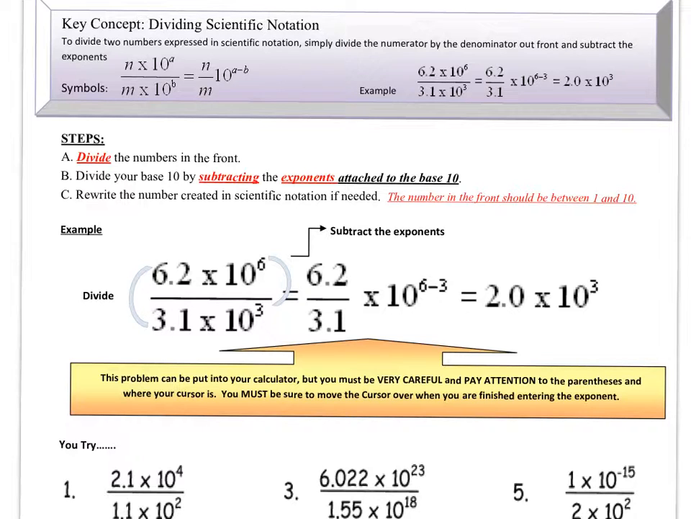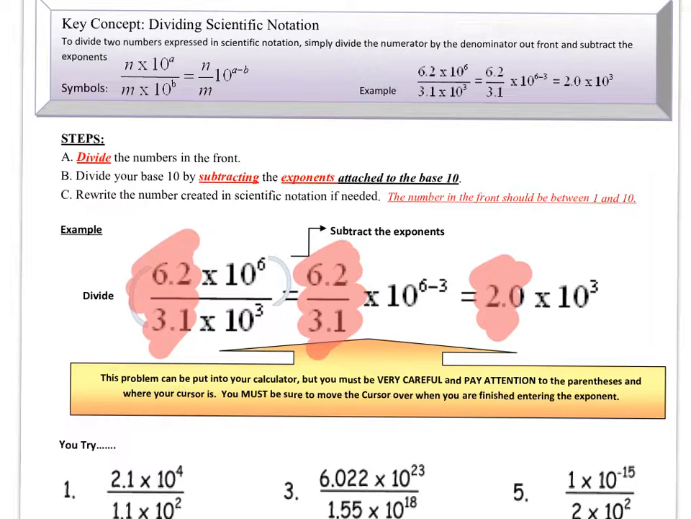So I gave you steps, and of course I gave you one where I broke it all down. First, step A is we're going to divide the numbers in the front. My numbers in the front right here are 6.2 and 3.1, so I'm going to divide those two numbers. When I divide these two numbers, you can see that it's represented as a fraction, and when I divide, I get 2.0.